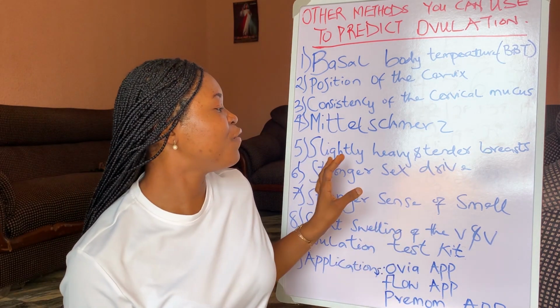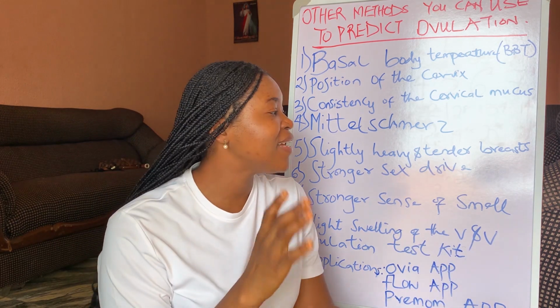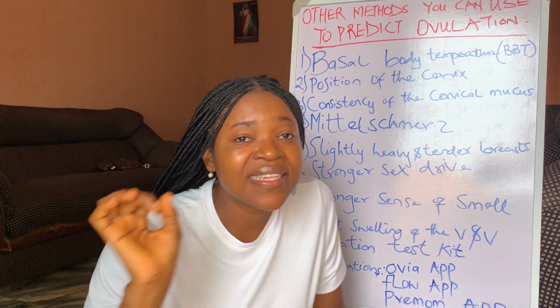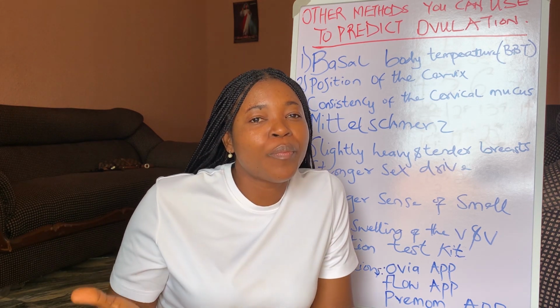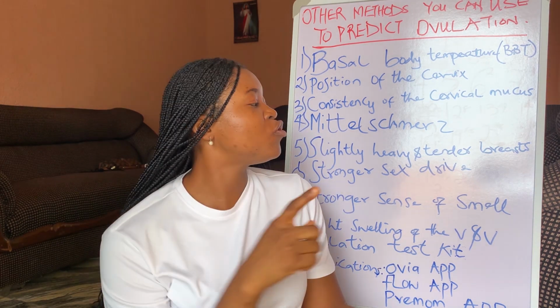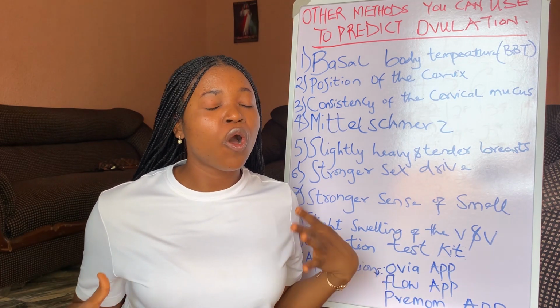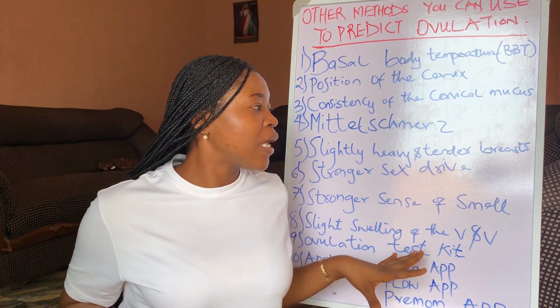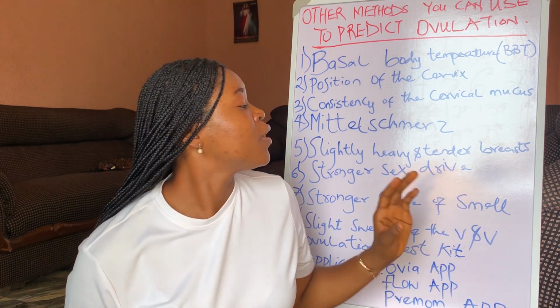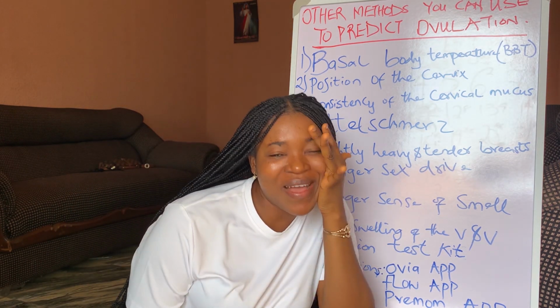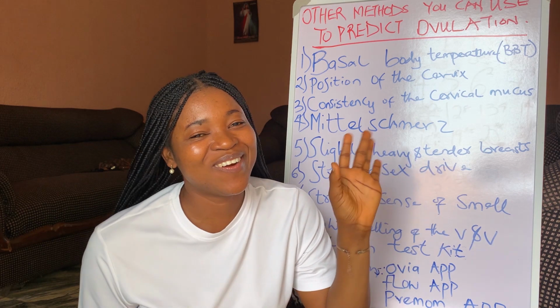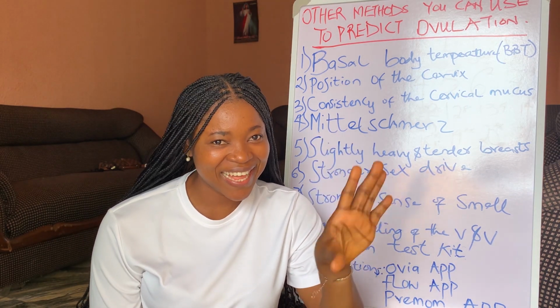Then the fifth one is slightly heavy and tender breasts. Yes, if you're somebody that's in tune with your body, you know your body well, and you know where your body is changing, you should be able to detect that your breast becomes heavier and tender. And yes, the sixth one is stronger sex drive. Yes, women tend to love to do the do when they are ovulating. Yes, this is a thing.